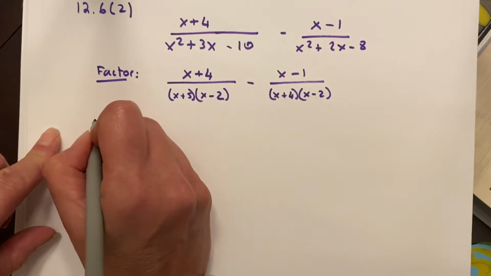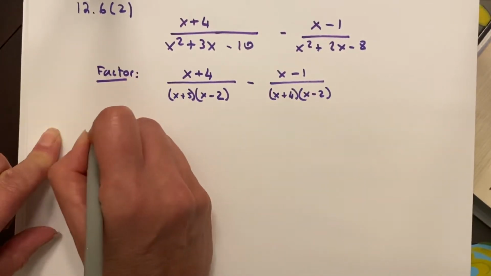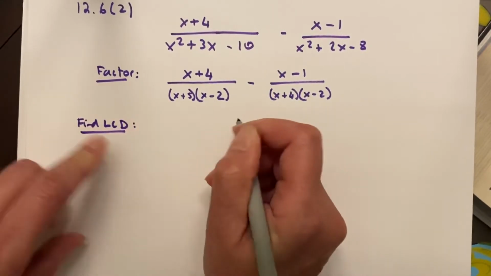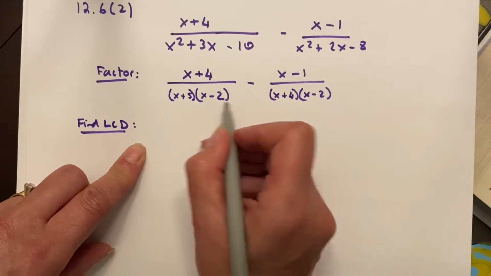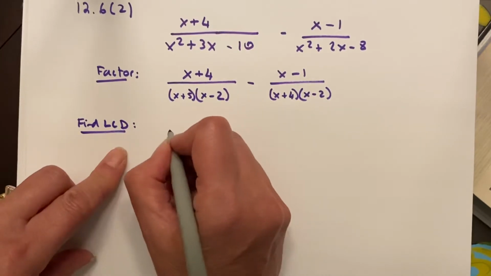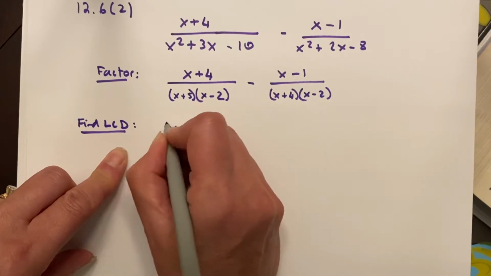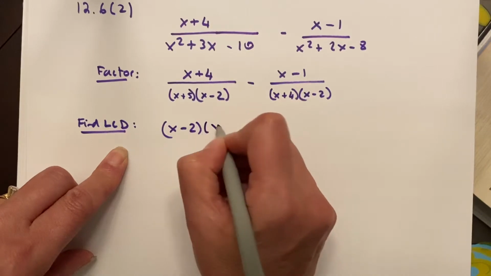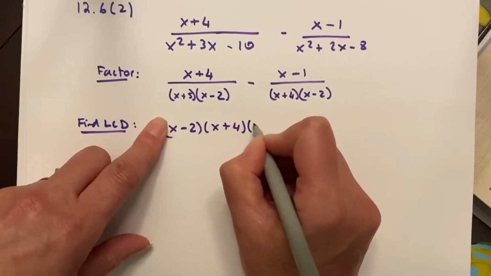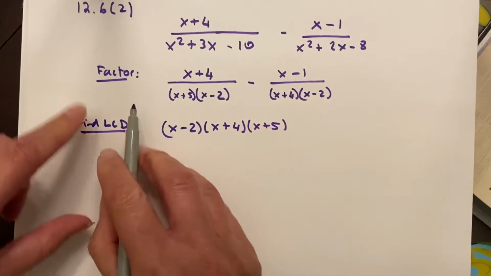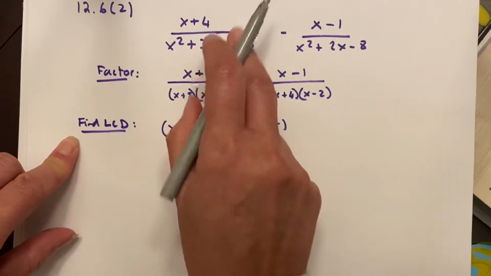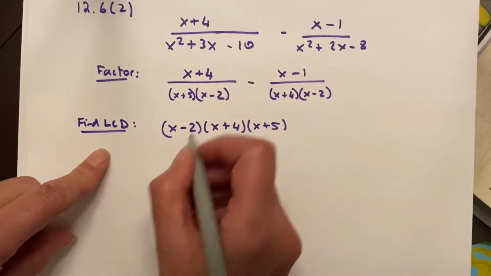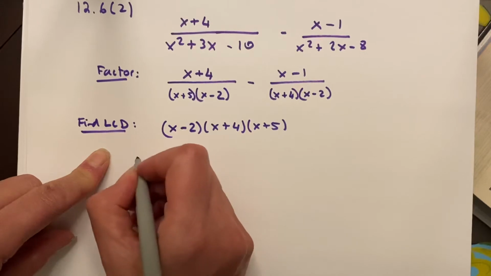Next, I'll have to find my LCD. And my LCD, here I can see that I have the x minus 2 in common, so I only need to use that once, and it's already in factored form, so I don't need to do anything on the side. And then I have the x plus 4, which is extra, and then x plus 5, which is extra. So I have factored, I found my LCD, and now I have to manipulate each of these fractions to get a common denominator.